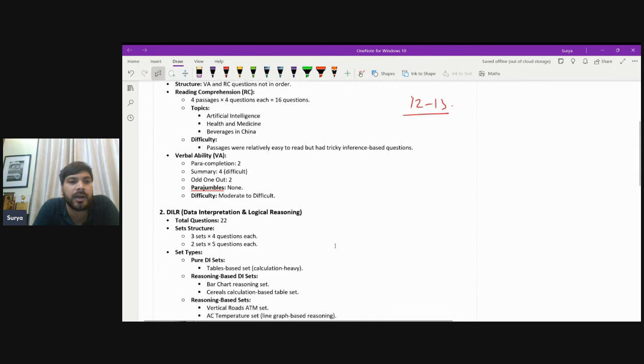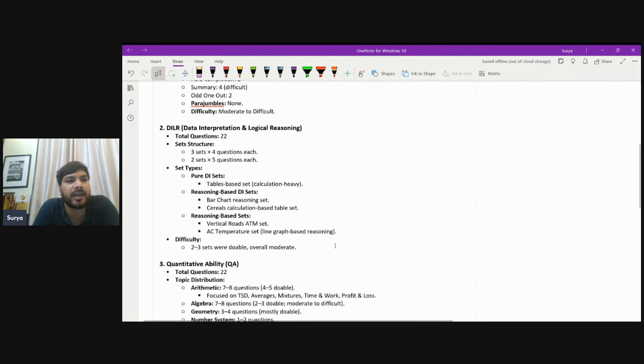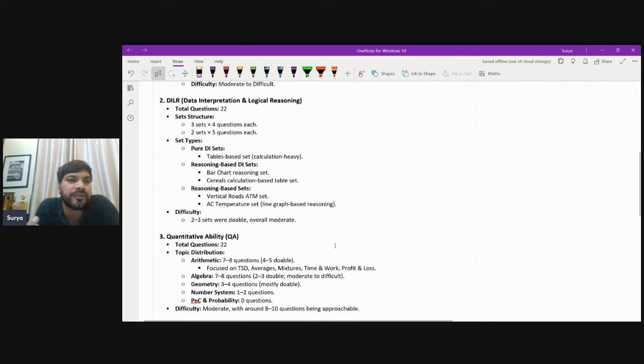If you look at the DILR section, DILR had 3 sets of 4 questions each, 2 sets of 5 questions each. Table-based, 1 pure DI set, 1 bar chart-based set, 1 question which was based on serials, right? It was a table set. One was based on routes and network kind of question, the ATM set, and the AC temperature, again a line graph based reasoning question. So we had this mixture of questions.